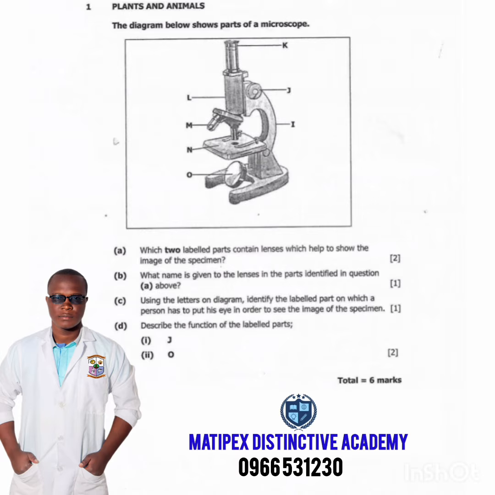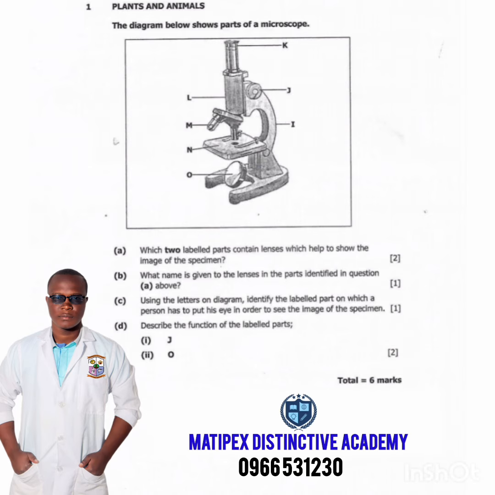So K, magnifying eyepiece lenses. Or you can just say magnifying lenses, and in brackets you say eyepiece. And then M, objective lenses.